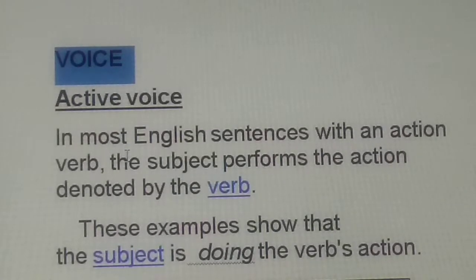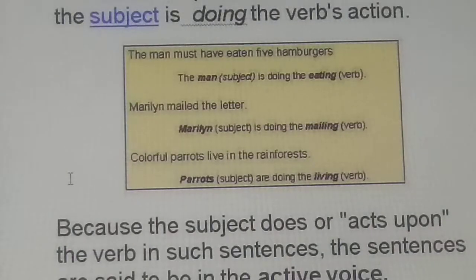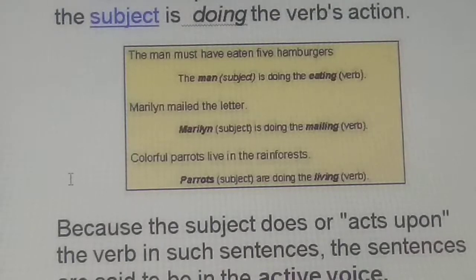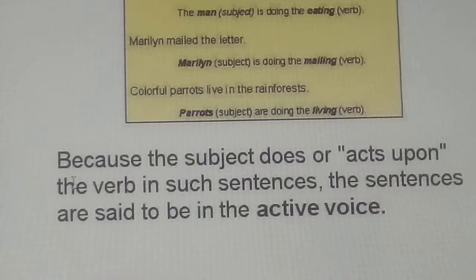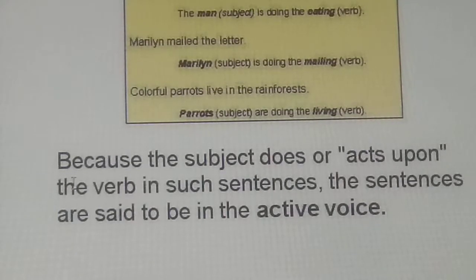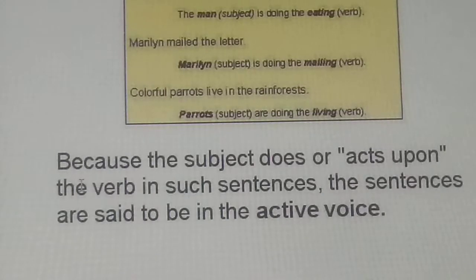Active voice. In most English sentences with an action verb, the subject performs the action denoted by the verb. These examples show that the subject is doing the verb's action. Let's have a look. The man must have eaten 5 hamburgers. Who's doing the work? Man. Marilyn mailed the letter. Who's doing the work? Marilyn. Parrots live in the rainforest. Who? Parrots. Because the subject does or acts upon the verb in such sentences, the sentences are said to be in the active voice. In very simple words, the doer of the action is the subject. That is active voice. Very simple. Easy to remember, children.